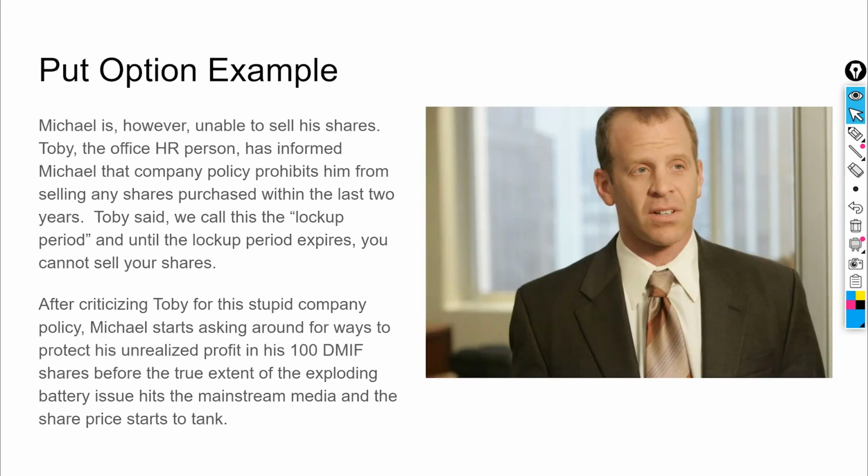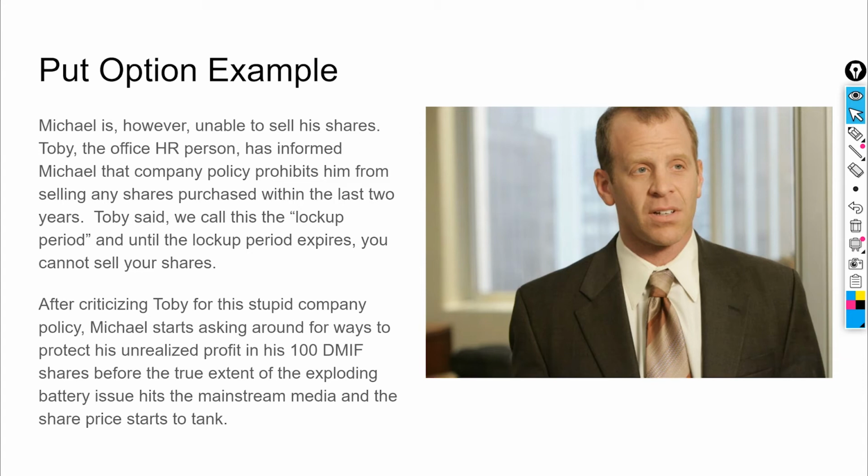But let's say they have a policy. So they have an internal company policy that, of course, Toby is there to enforce. He's the guy in HR, and he informs Michael that company policy prohibits him from selling any shares purchased in the last 2 years. If you buy shares as a manager and executive in the company, it's called the lockup period. You've got to hold those for at least 2 years before you can sell.